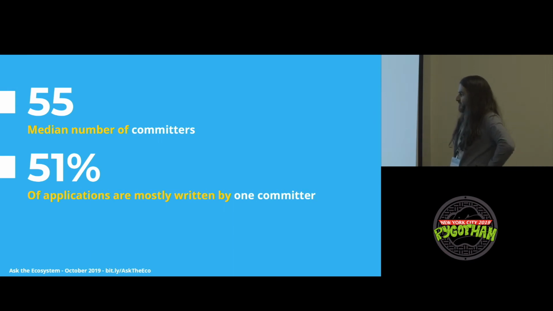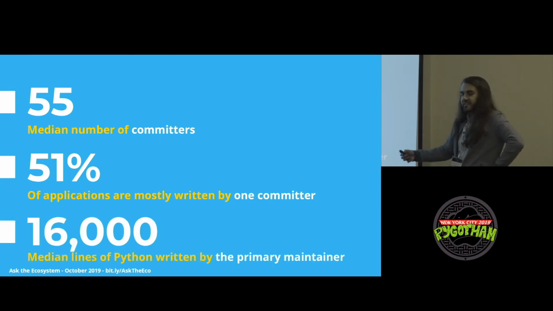So what does this translate to? It translates to about 16,000 lines of Python, on the median, written by one maintainer. And that's a lot of work. That's a lot of pressure. 16,000 lines of Python, that's like 160,000 lines of Java, right? So it's a lot of work.